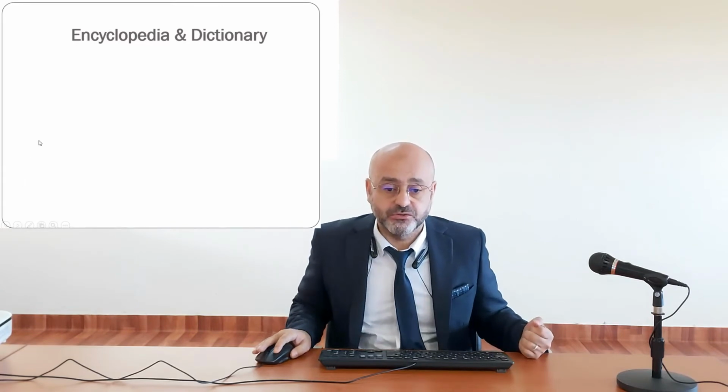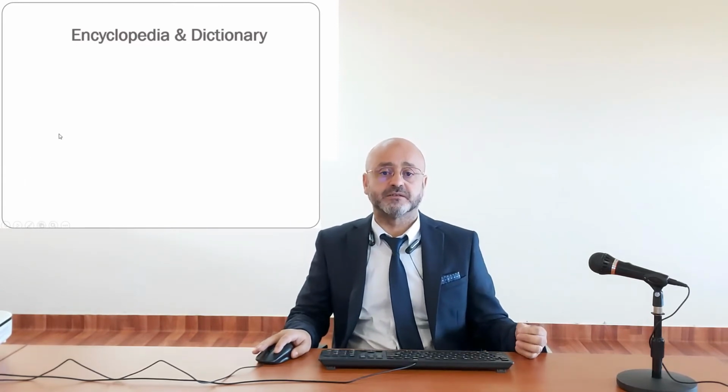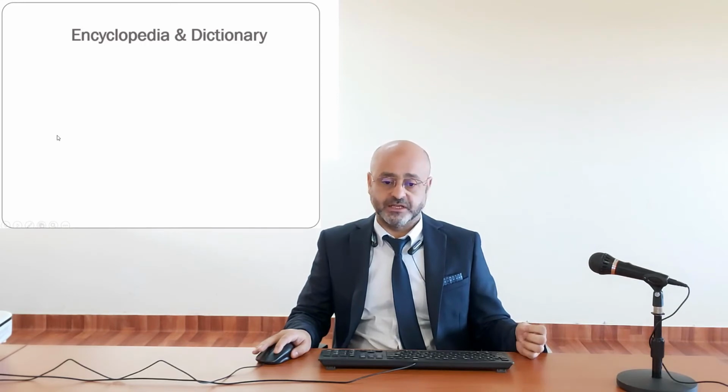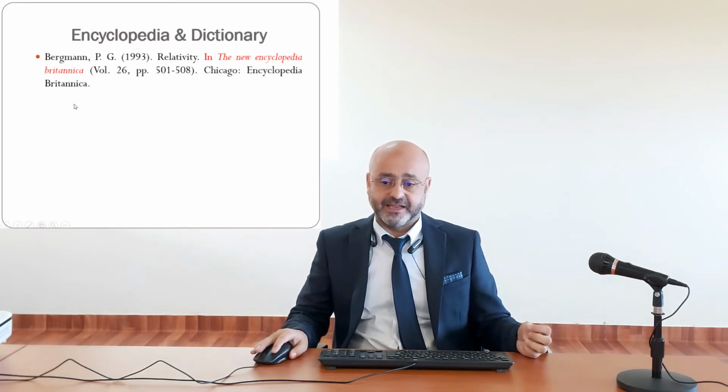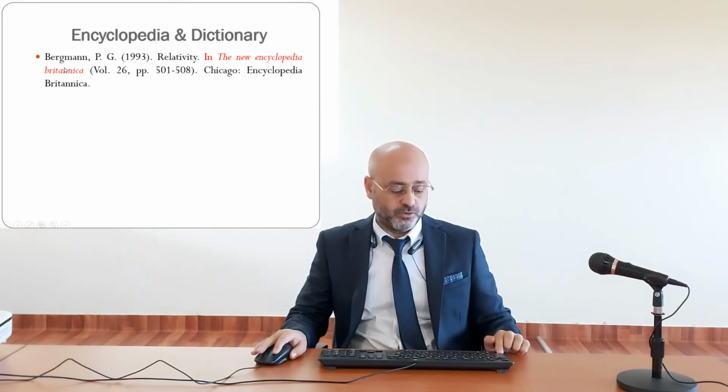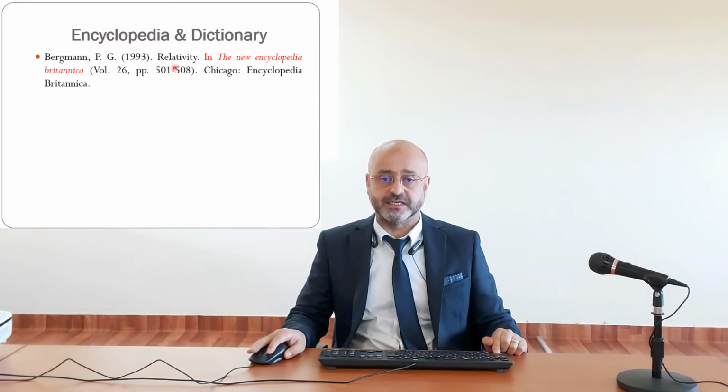In the case where you refer to an article in an encyclopedia or a dictionary, now here we have the case of Encyclopedia Britannica. Again, the same ordering. We start with the family name of the author, comma, then initials of both first and middle name, and date of publication between parentheses, followed by a full stop, and here the title, Relativity. And as you can see, it is not italicized because it's not the title of a book.